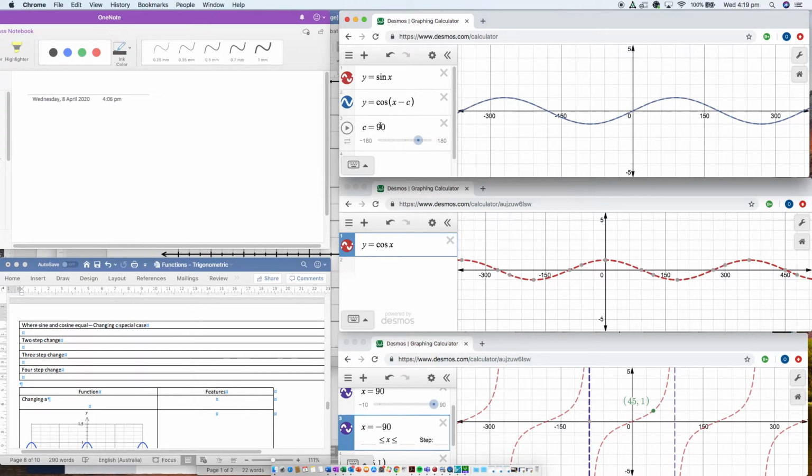So what we've found here is actually an important rule in trigonometry, and I'm going to write this down on my OneNote page over here. So we've found that sine of x is equal to cosine x take 90 degrees. Okay, now we're happy with that. So we've got that from our graph. Can you think of another way of determining that this equals this?